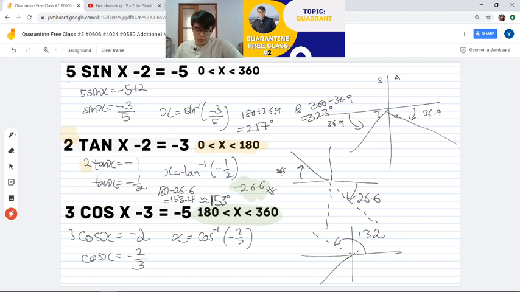Okay. However, they are not looking for the results in the first and second quadrant. So you're required to take 360 minus 132. So your final answer for this should be 228 degrees.